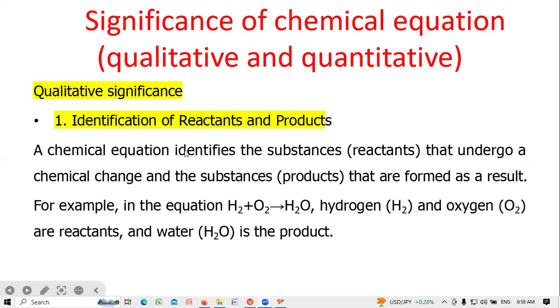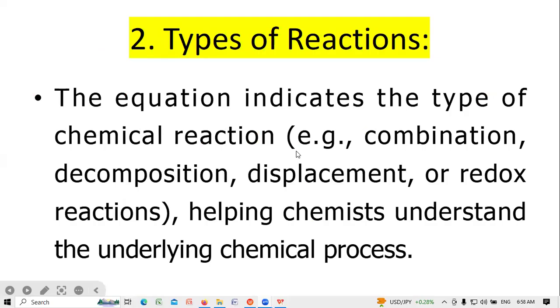Significance of chemical equations. Chemical equations have two types of significance, qualitative and quantitative. Qualitative significance: identification of reactants and products. A chemical equation identifies the substances, reactants, that undergo a chemical change and the substances, products, that are formed as a result. For example, in the equation H2 plus O2, hydrogen H2 and oxygen O2 are reactants, and water H2O is the product. Types of reactions: the equation indicates the type of chemical reaction, for example combination, decomposition, displacement, or redox reaction, helping the chemist understand the underlying chemical process.